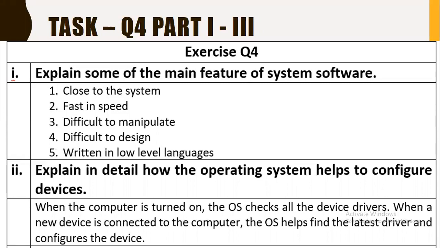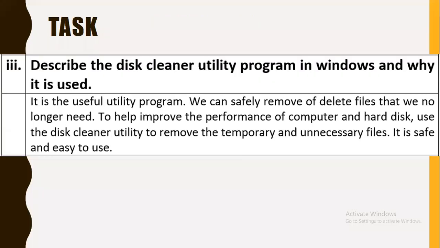Question number 2 is to explain in detail how the operating system helps to configure devices. This topic is related to the device drivers that we covered in our previous lecture. When the computer is turned on, the operating system checks all the device drivers. When a new device is connected to the computer, the operating system helps find the latest driver and configures the device.